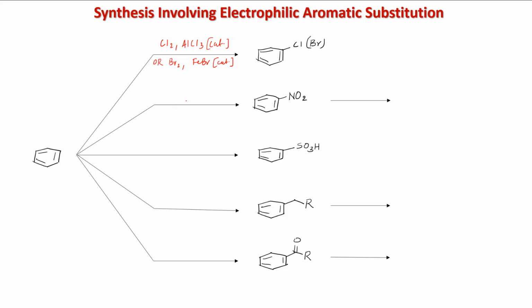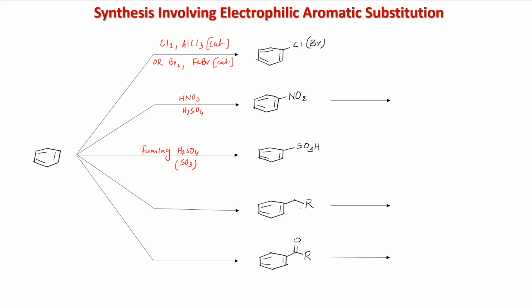Similarly, the nitration of benzene, or any aromatic compound for that matter, is achieved using a mixture of nitric acid and sulfuric acid. The sulfonation of benzene is achieved using fuming sulfuric acid, and the active component here, the electrophile, is sulfur trioxide.